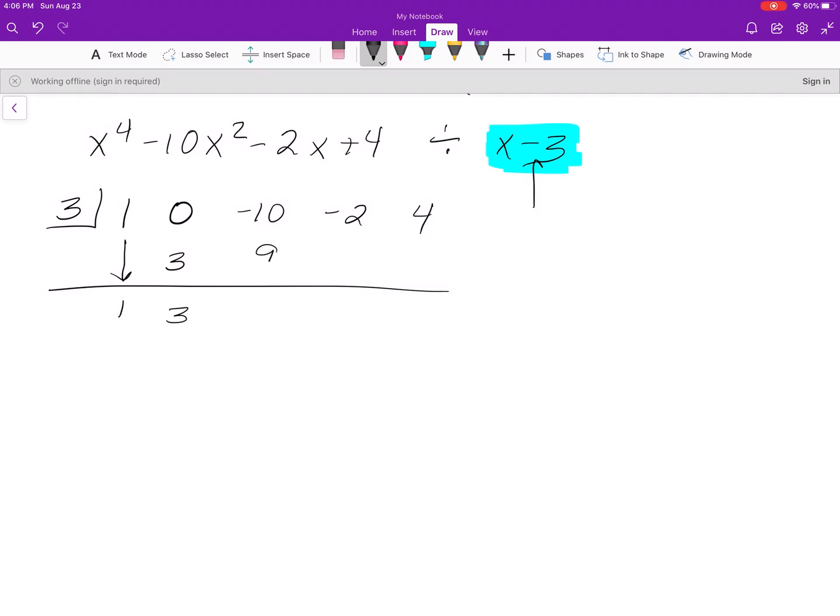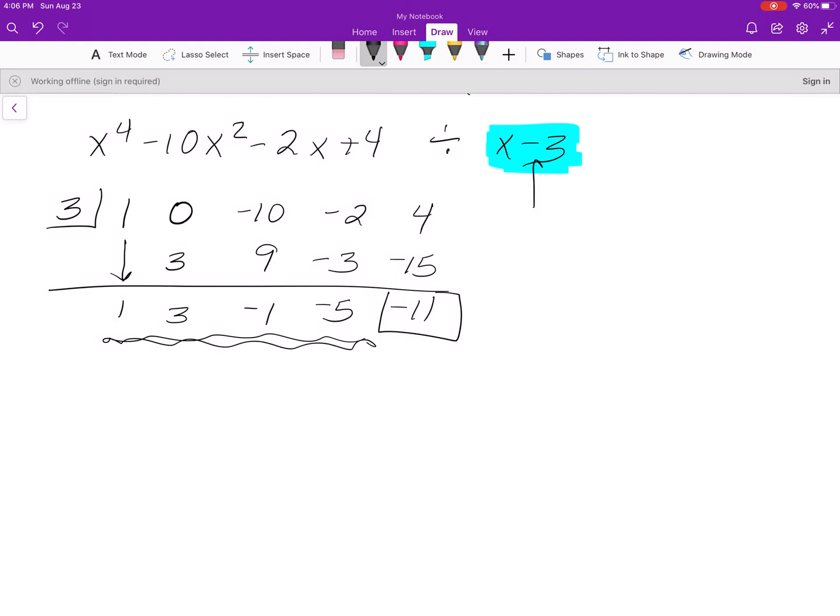3 times 3 is 9. Add the negative 10 and the 9. I'm multiplying the number in the box times the number below the line and putting it in the next column. And then I'm adding the numbers in the column. And then I'm getting this. And I'm getting negative 11. Okay, we got a remainder for this one, but that's okay.